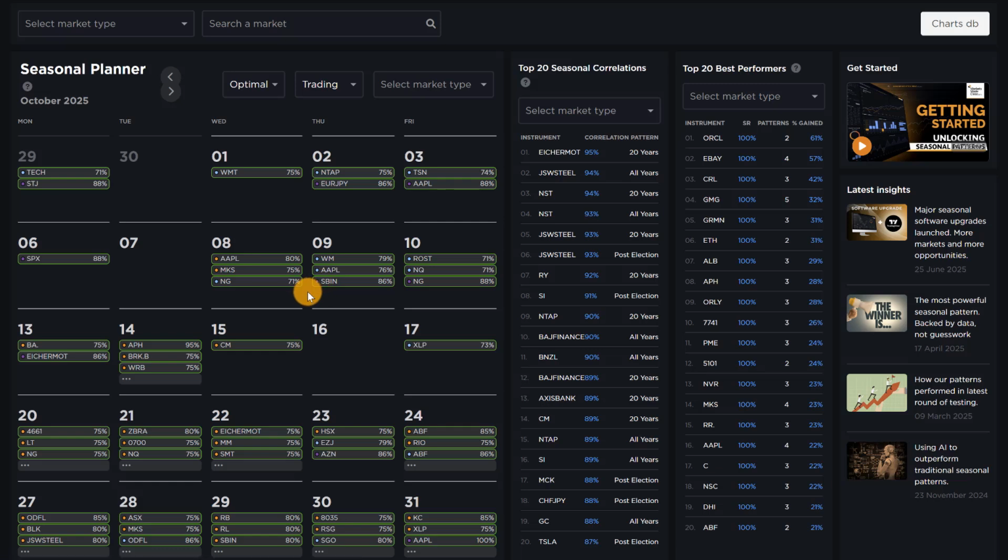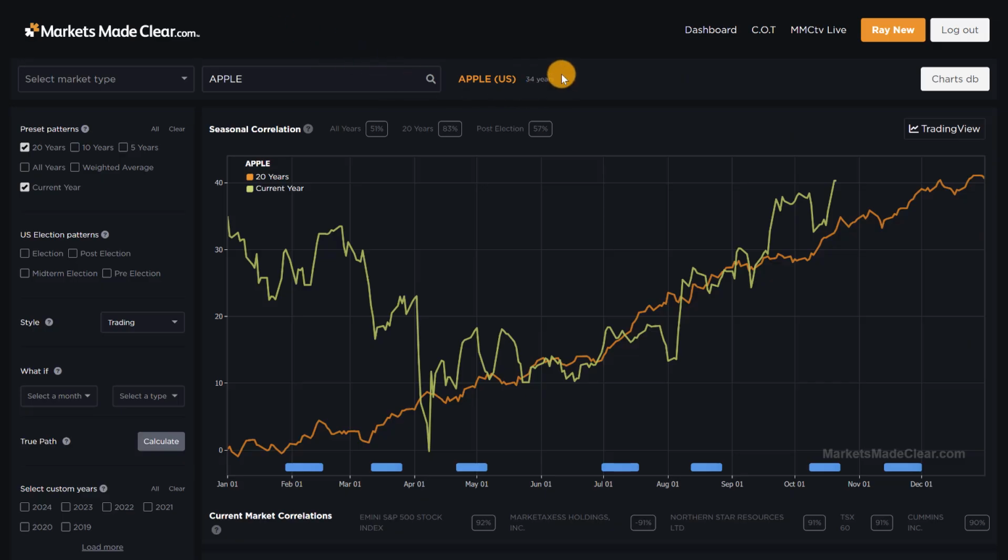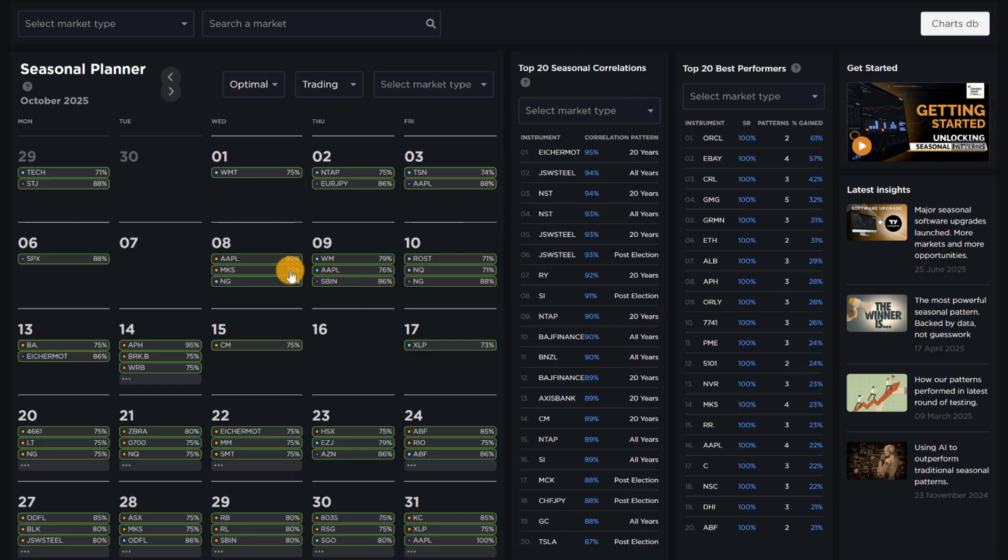You will often see markets with multiple patterns around the same time, and they're all indicating the same thing. Again, if we look here, we can see Apple on October 8th, and we know this from the chart we just looked at. We also have October 9th. The 20-year has an 80% success rate over the last 20 years. The all-years pattern has a 76% success rate over, I believe, 34 years. So the important thing is that they are correlated with the pattern, and it's indicating the likelihood of that market or the potential for that market to move in a particular direction.